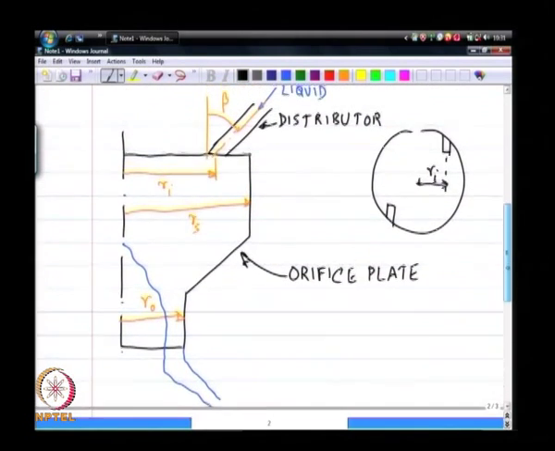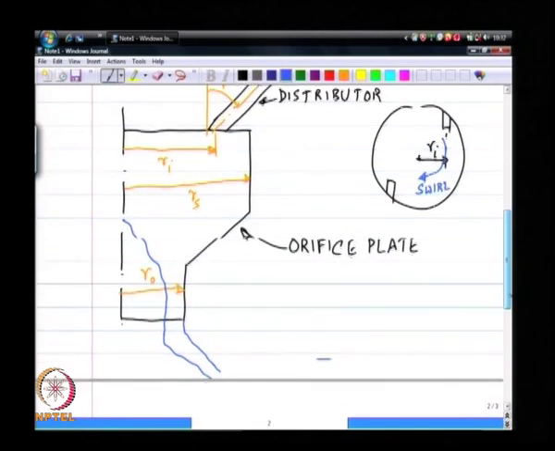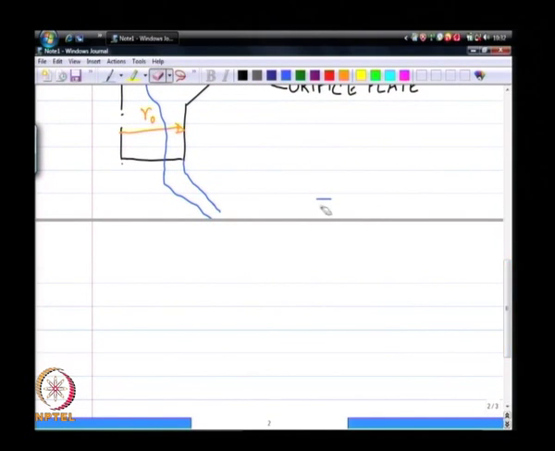Now in this case, because the liquid coming in has a tangential velocity, you create a swirl in this plane, and that swirl sets up a free vortex inside this region. For a free vortex, we saw that the total angular momentum is conserved because there is no dissipation, because the flow is irrotational. For a free vortex, the angular momentum is conserved, which I can write as follows.